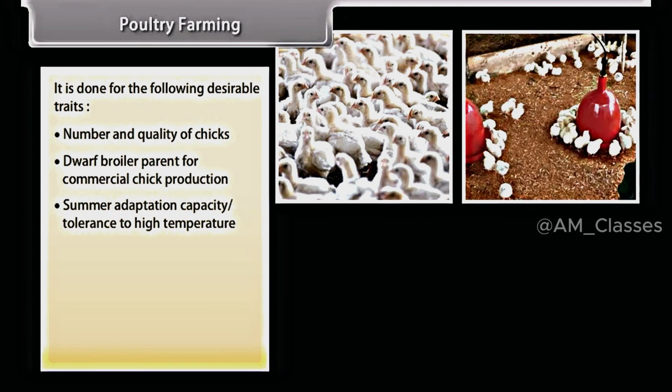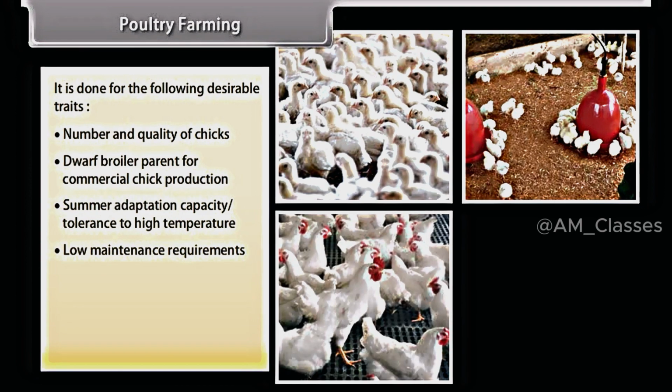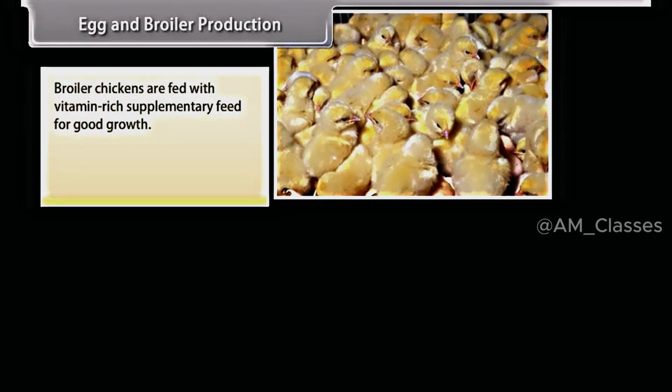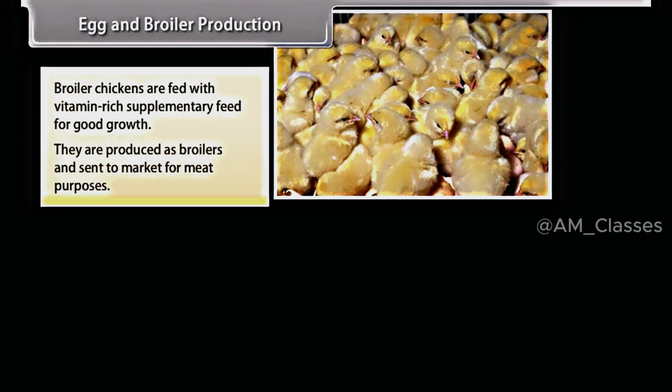summer adaptation capacity, tolerance to high temperature, low maintenance requirements, reduction in the size of the egg-laying bird with ability to utilize more fibrous, cheaper diets formulated using agricultural byproducts. Egg and broiler production. Broiler chickens are fed with vitamin-rich supplementary feed for good growth. They are produced as broilers and sent to market for meat purposes.